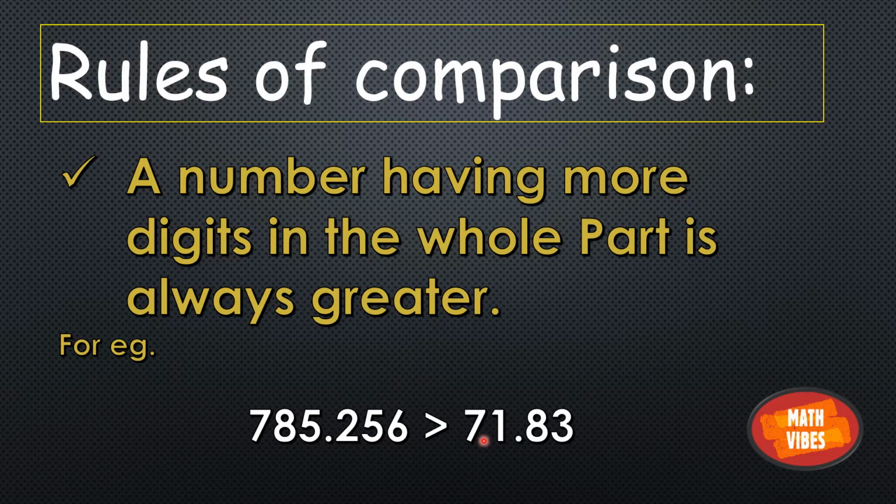So this is our first rule: whenever we have a whole part which is bigger, that whole decimal number will also be bigger. That is the reason why 785.256 is greater than 71.83.